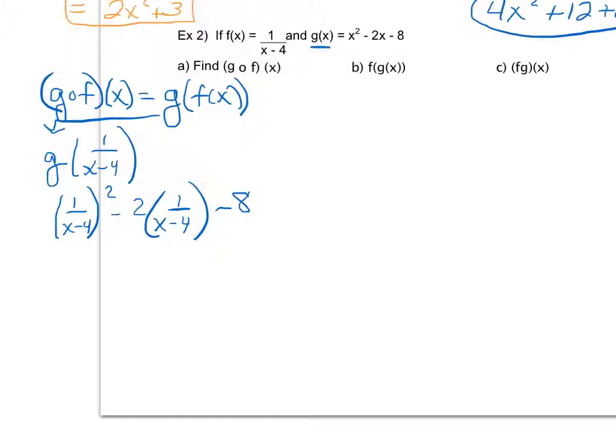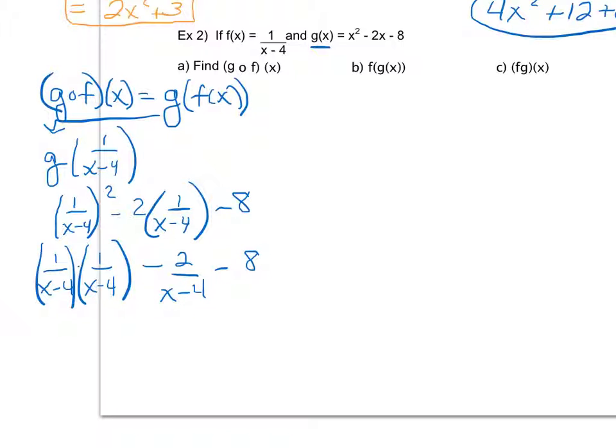Well, the nice thing about math is it's all about patterns. You figure them out and then you just keep working with them. So I know that to square something means write it twice. So I'm going to have 1 over x minus 4 times 1 over x minus 4. I also know that when I multiply fractions, I go straight across the top. So 1 times 1 is 1, and x minus 4 times x minus 4 is the bottom.